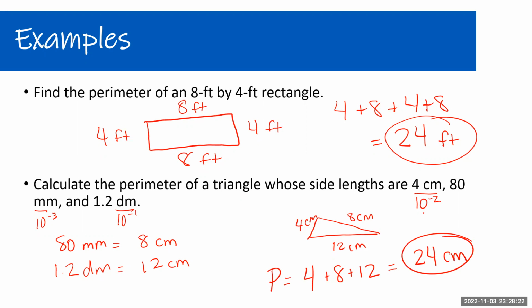Now, if you had put this into one of the others, that's fine. You wouldn't get 24, okay? You would get 2.4 decimeters, or you get 240 millimeters, okay?